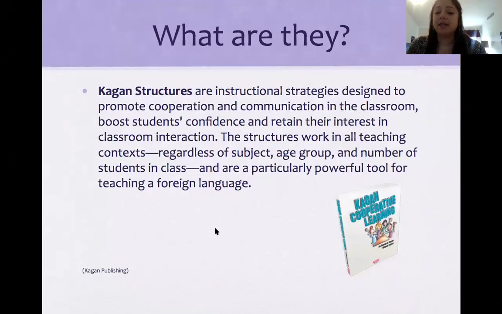So the Kagan structures are instructional strategies designed to promote cooperation and communication in the classroom. They also boost student confidence and retain their interest in classroom interaction. The structures work in all teaching contexts, regardless of subject, age group, and number of students in the class. And they're also a particularly powerful tool for teaching a foreign language. And down there in the corner, I have a picture of the book. When I was trained on this at my school, we all got a copy of this book and it was very helpful.